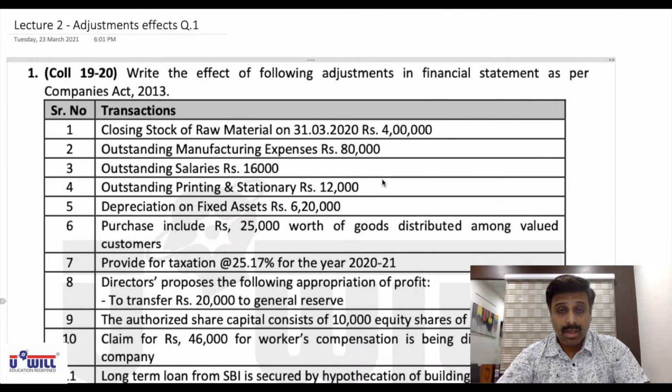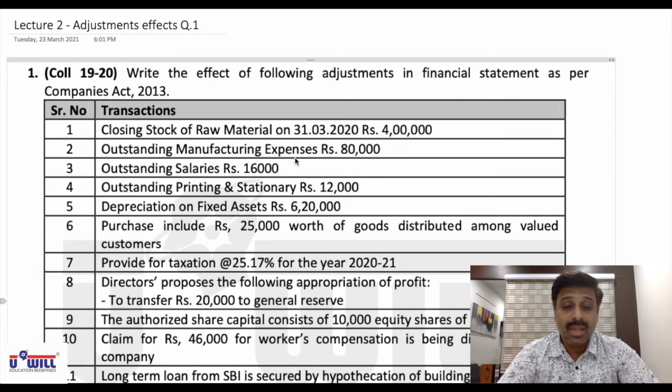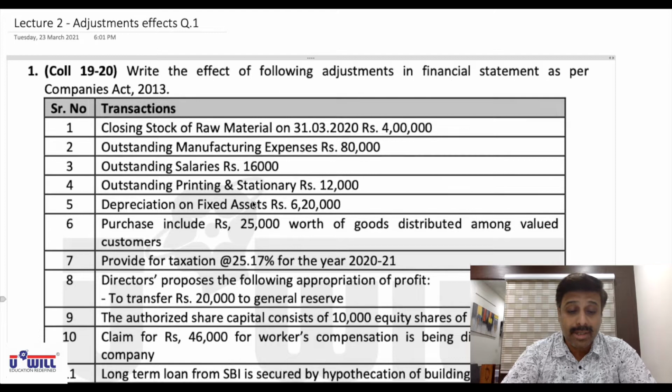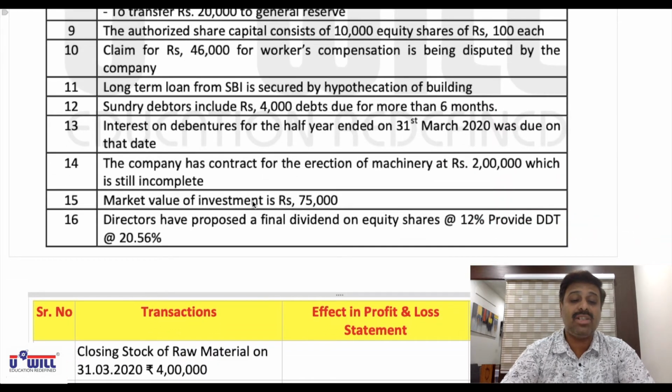Hello everyone. Today in the second lecture of company final accounts, we'll discuss the effects of all the adjustments. Look at your question number 1 of your study material. As it is given in the question, write the effect of following adjustments in financial statements as per Companies Act 2013, and you can see 16 adjustments are given to you.